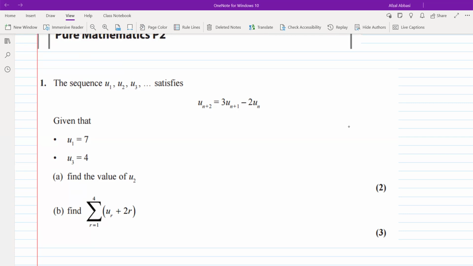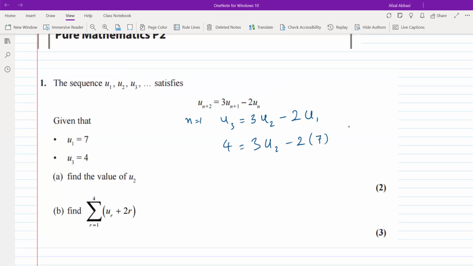So u3 can be written as, if we take n equals 1 in this expression, we get u3 here. So when n is 1, we replace n equals 1 everywhere here. So we get u(1+2), which is u3, equals 3u(1+1), which is u2, minus 2u1. So we know that u3 is 4. u2 we have to find. u1 is 7.